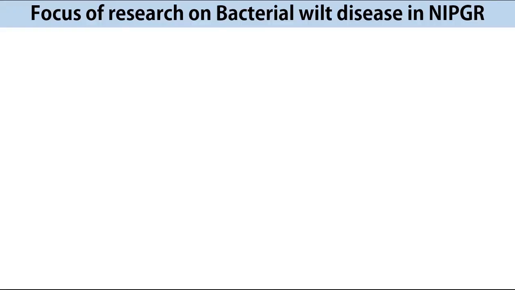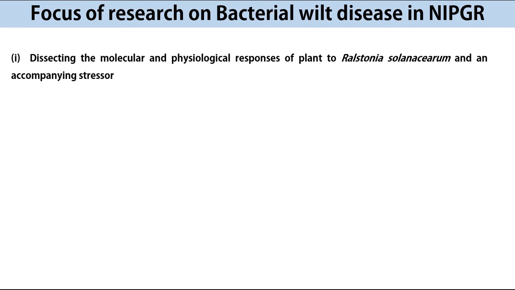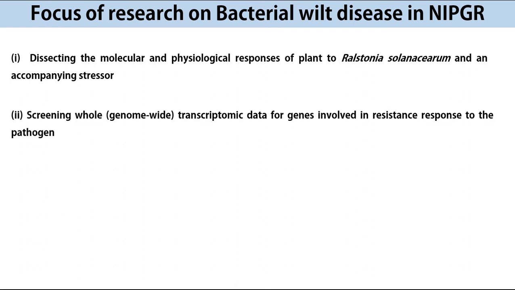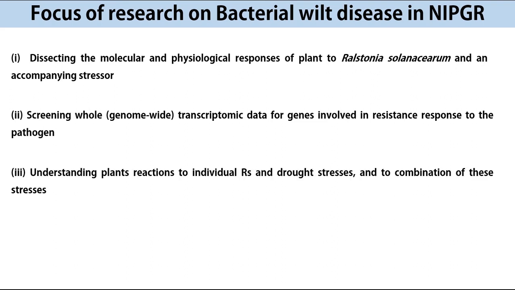Focus of research on bacterial wilt disease in NIPGR: Dissecting the molecular and physiological responses of plants to Ralstonia solanacearum and an accompanying stressor. Screening whole genome-wide transcriptomic data for genes involved in resistance response to the pathogen. Understanding plants' reactions to individual Ralstonia solanacearum and drought stresses, and to a combination of these stresses.